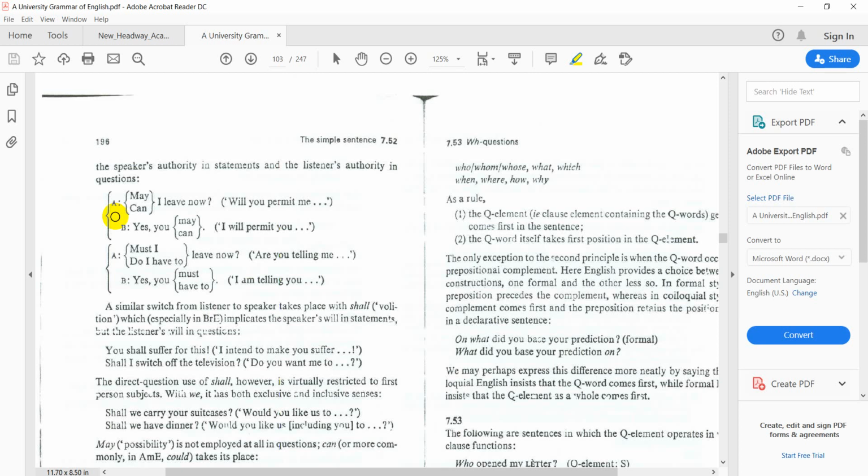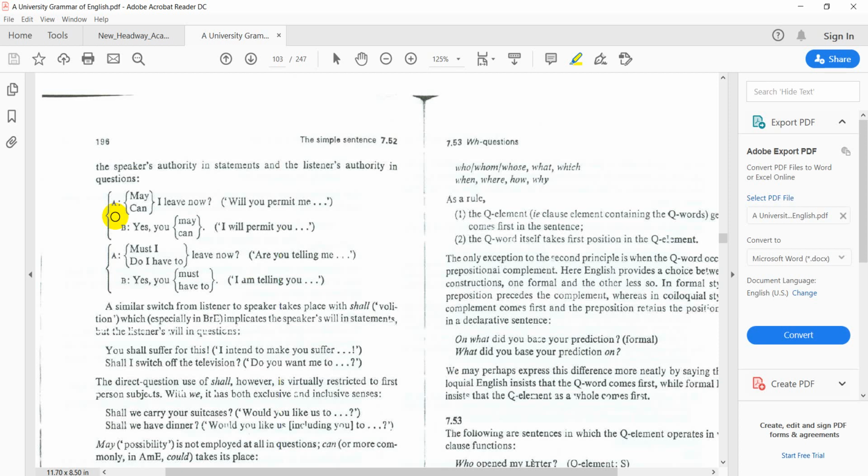Okay. Concerning obligation, must I leave now? Do I have to leave now? So the listener asks the speaker, are you telling me to leave now? For instance, if the speaker asks the listener to leave now, the listener is clarifying what he or she has heard. So he or she will say, must I leave now? Do I have to leave now?